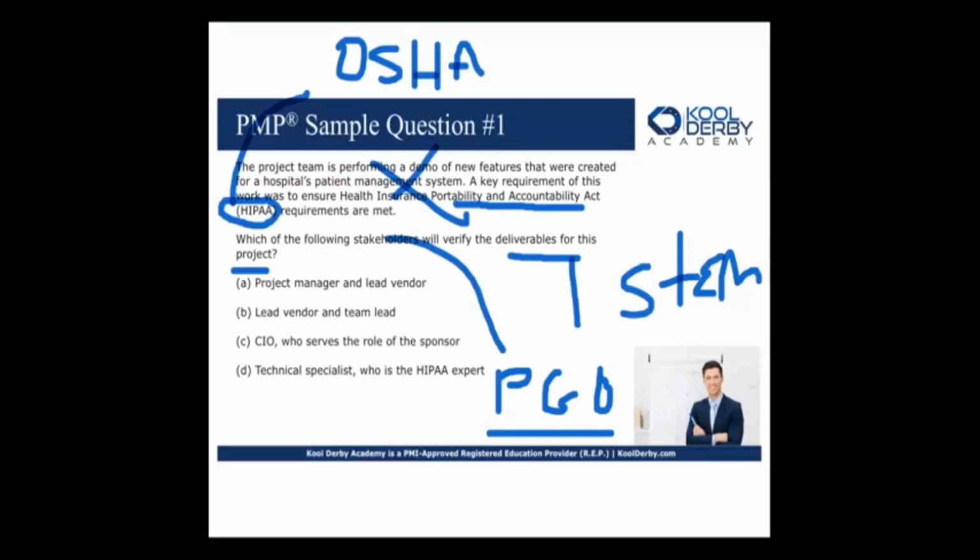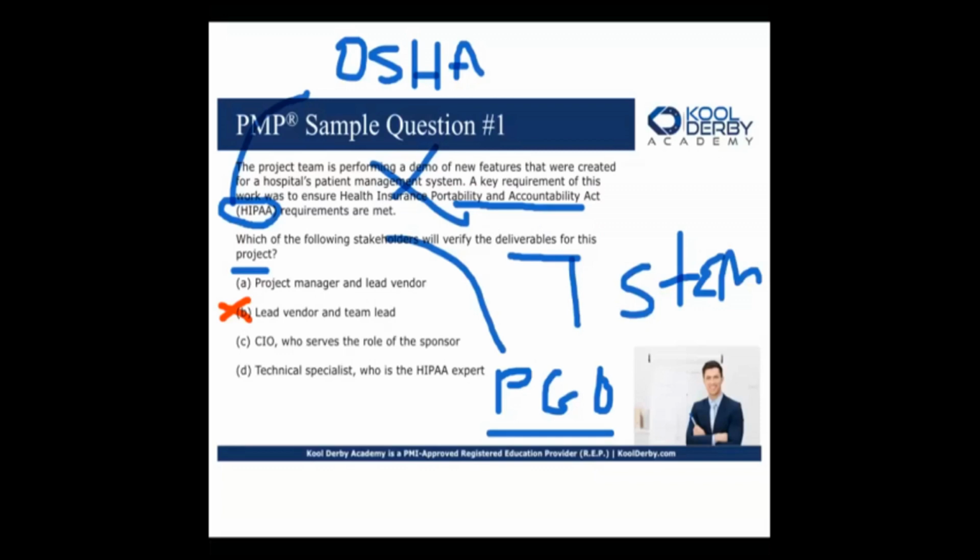Yeah, the lead vendor, they're important people, but they're not the most important stakeholder. Remember, we're verifying deliverables. This means we're saying it either met requirements or didn't meet the requirements. This is how important this is. So you're right, lead vendor is important, but they're not as important. In fact, I just made up lead vendor. I have no idea what that means. I think it means somebody that's important, right? I guess. But they're gone. All right, so Bravo's gone.